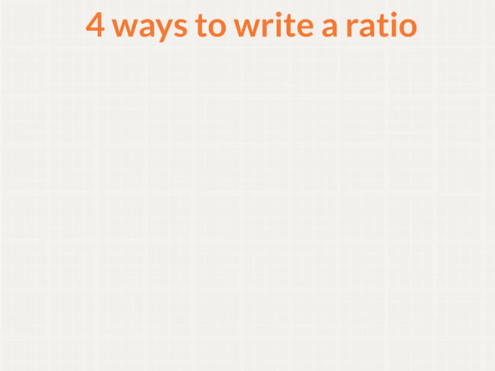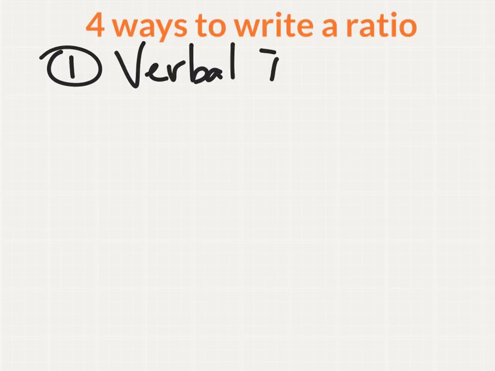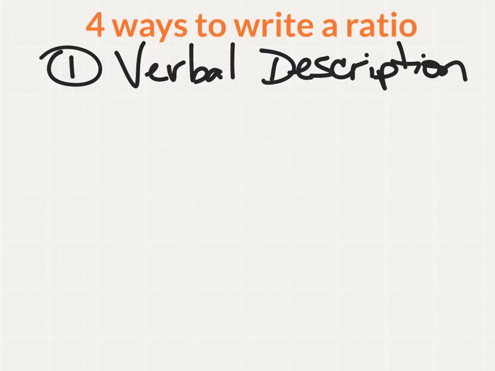There are four ways to write a ratio. In other words, I can express a ratio in four different ways. The same ratio, but four different forms. They all mean the same thing, but they're all written differently. So, the first way would be using a verbal description. A verbal description is simply using words to describe your comparison.